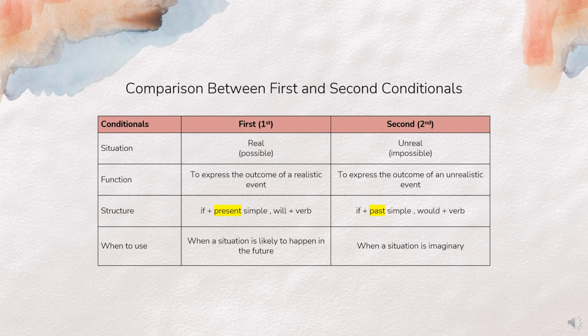This is because the first conditional is used for outcomes of a realistic event, whereas the second conditional is specifically for unrealistic events. They are also different in terms of sentence structure. To highlight it, the first conditional uses present simple tense plus will, while the second conditional uses past simple tense plus would. And as said before, these conditionals are used in different situations, so how do you know when to use them? The first conditional is used when a situation is likely to happen in the future, while the second conditional is used when a situation is imaginary.